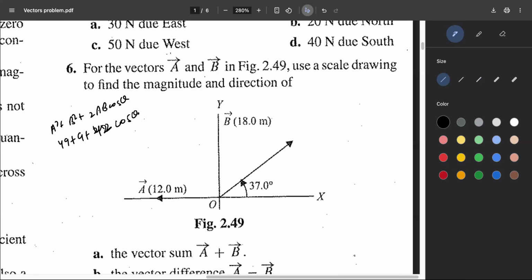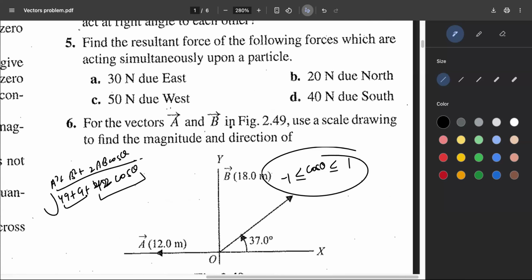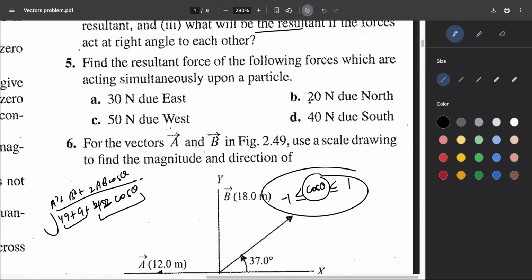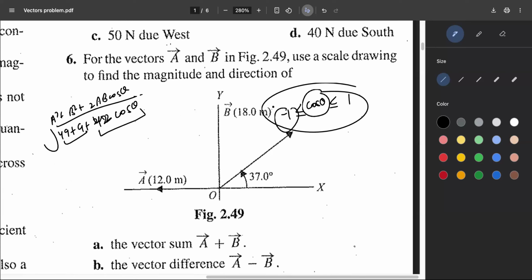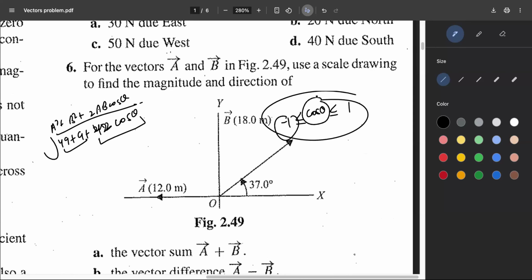And cos theta. Now this is the resultant. You can see this is a constant part. This is a variable, cos theta. What is the maximum and minimum value? Plus 1 and minus 1. So when the question says get me the maximum resultant, I will put the maximum value of cos theta. When the question says get me the minimum resultant, I will put the minimum value of cos theta. When the question says it is at the right angle, meaning 90 degrees, cos theta is 0.